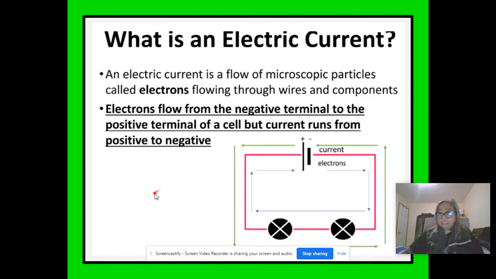Now, what is an electric current? An electric current is a flow of microscopic particles called electrons flowing through wires and components. Very important. I'll go slow on this. Electrons flow from the negative terminal to the positive terminal of a cell, but current runs from positive to negative.